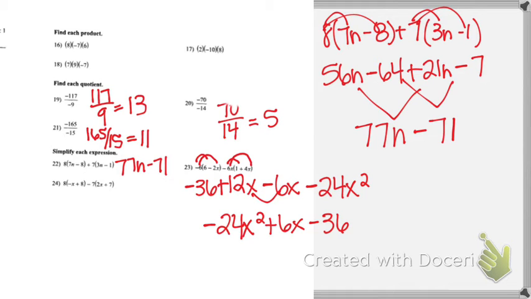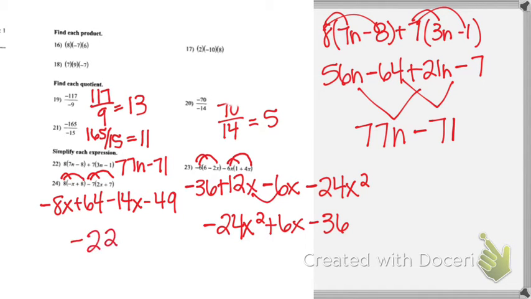For number 24, we have 8 times negative x, which is negative 8x. 8 times 8 is 64. Negative 7 times 2x is negative 14x. And negative 7 times 7 is negative 49. When we combine like terms, we get negative 22x plus 15.